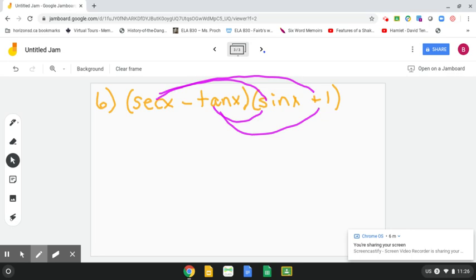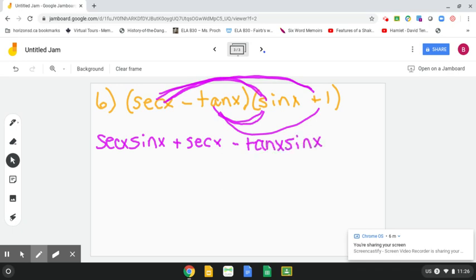So we're going to start, just go with secant x, sine x, right? That's that times that, so that's good. And then secant x times 1 is just positive secant x. And then negative tan x times sine x. So that's going to be negative tan x sine x. And then negative tan x times 1 is negative tan x.